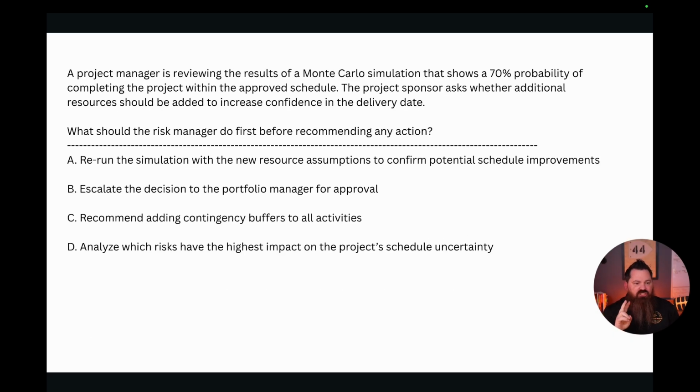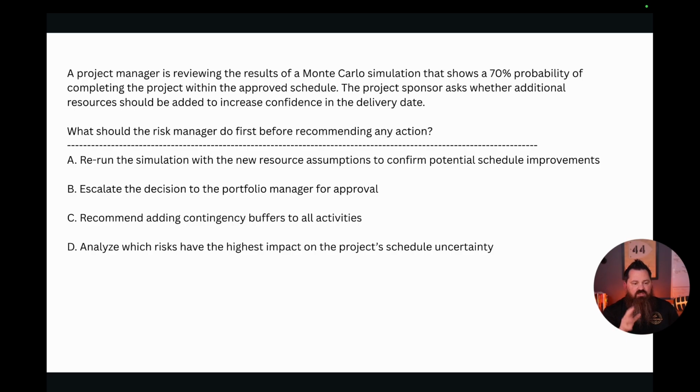All right, question 2. What should the risk manager do first? So, what are we doing first? Obviously, whatever they give us is what's happening after we make that decision. Before recommending any action, a project manager is reviewing the results of a Monte Carlo simulation that has shown a 70% probability of completing the project within the approved schedule. The project sponsor asks whether additional resources should be added to increase the confidence in the delivery date.